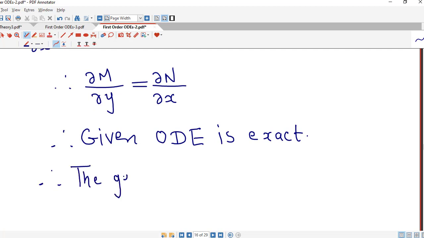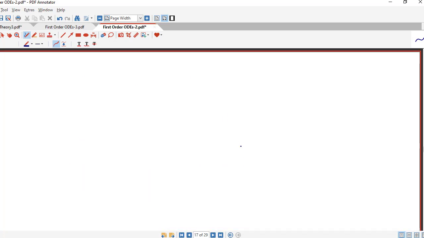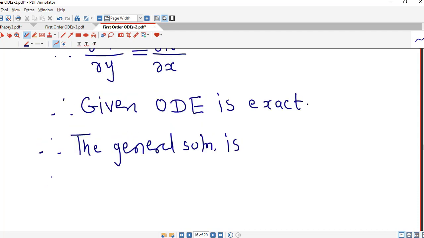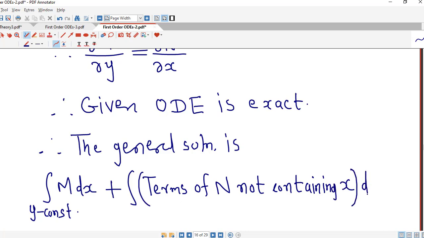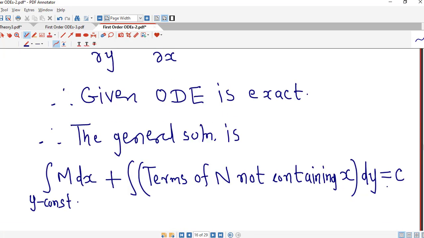Therefore the general solution is the integral of capital M with respect to x considering y as constant, plus we collect the terms of capital N not containing x, and we integrate with respect to y, equal to the constant of integration.